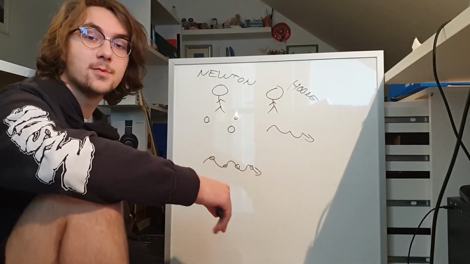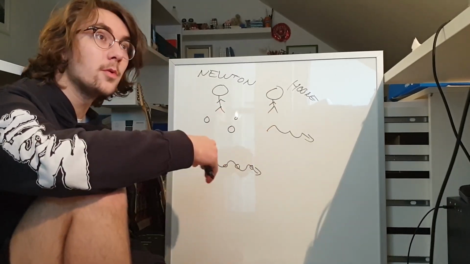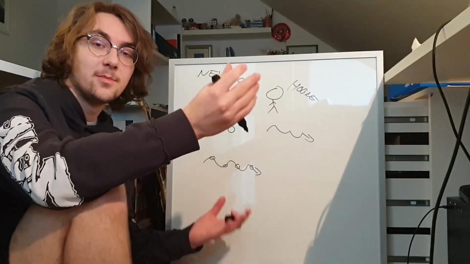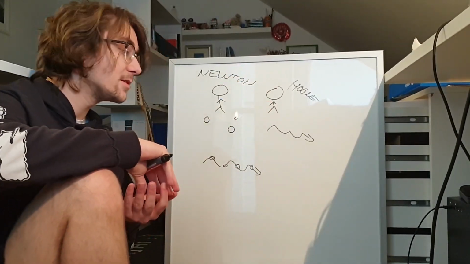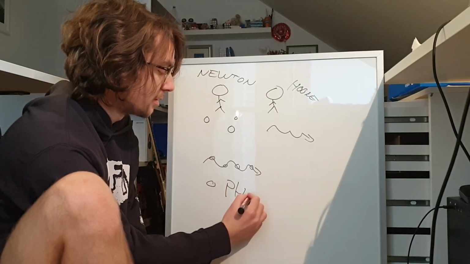But we have cases where light acts both as a wave and as a particle, or only as a wave, or only as a particle. So basically light can be everything, and those little packets of energy we today know as photons.